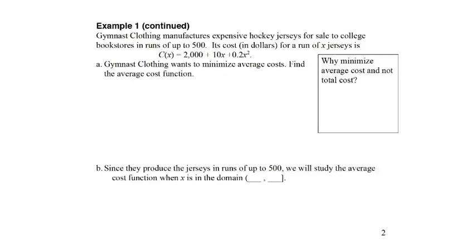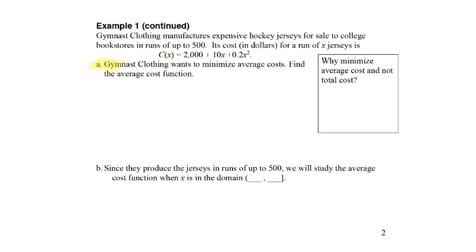So for section 5.2, we're going to start with example 1. Ignore the fact that mine says to be continued. That's part of something else. So the question reads, gymnastic clothing manufacturers expensive hockey jerseys, these are shirts, for sale to college bookstores in runs of up to 500. So that means like a batch, like maybe a bolt of fabric can only make 500 jerseys. It costs in dollars for a run of x jerseys is C of x, and you're given a function.